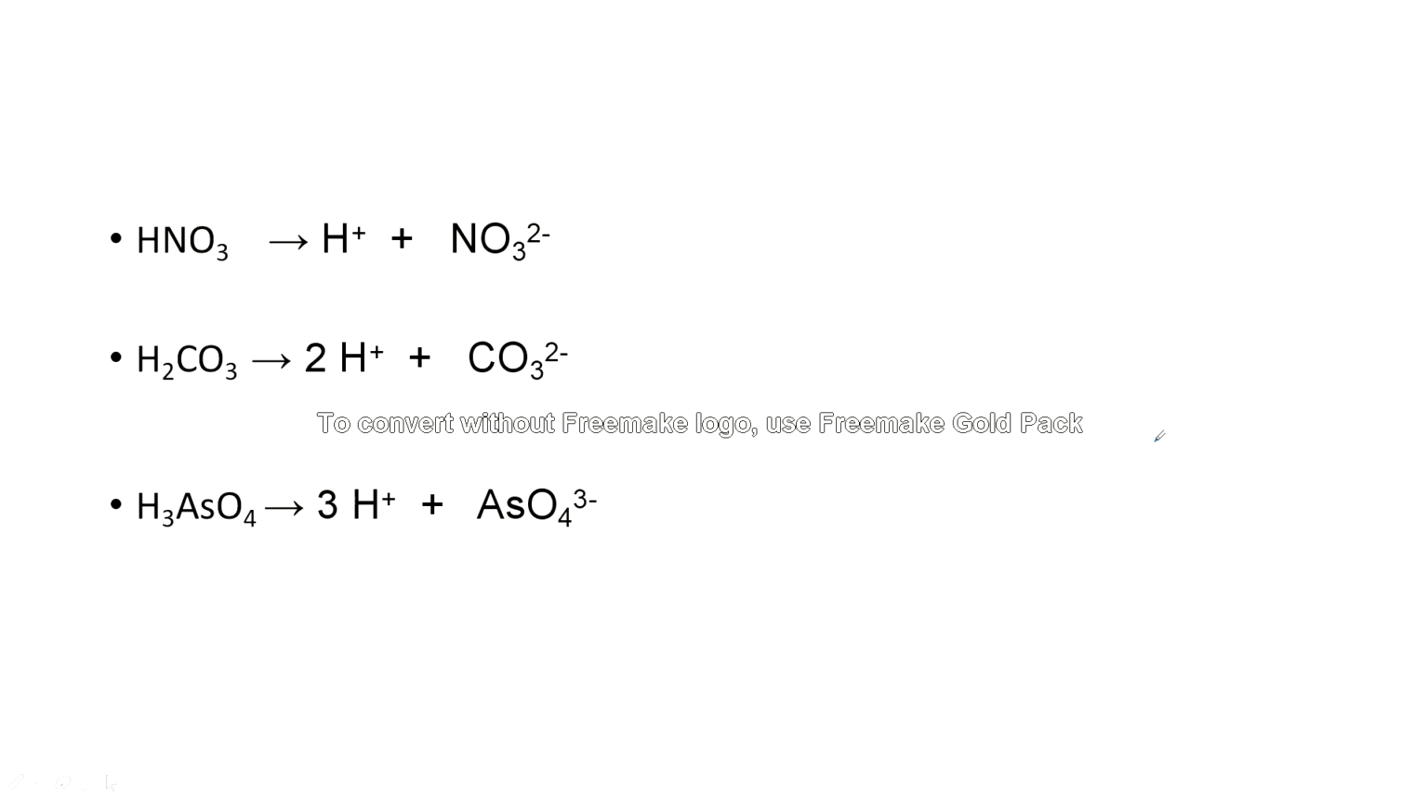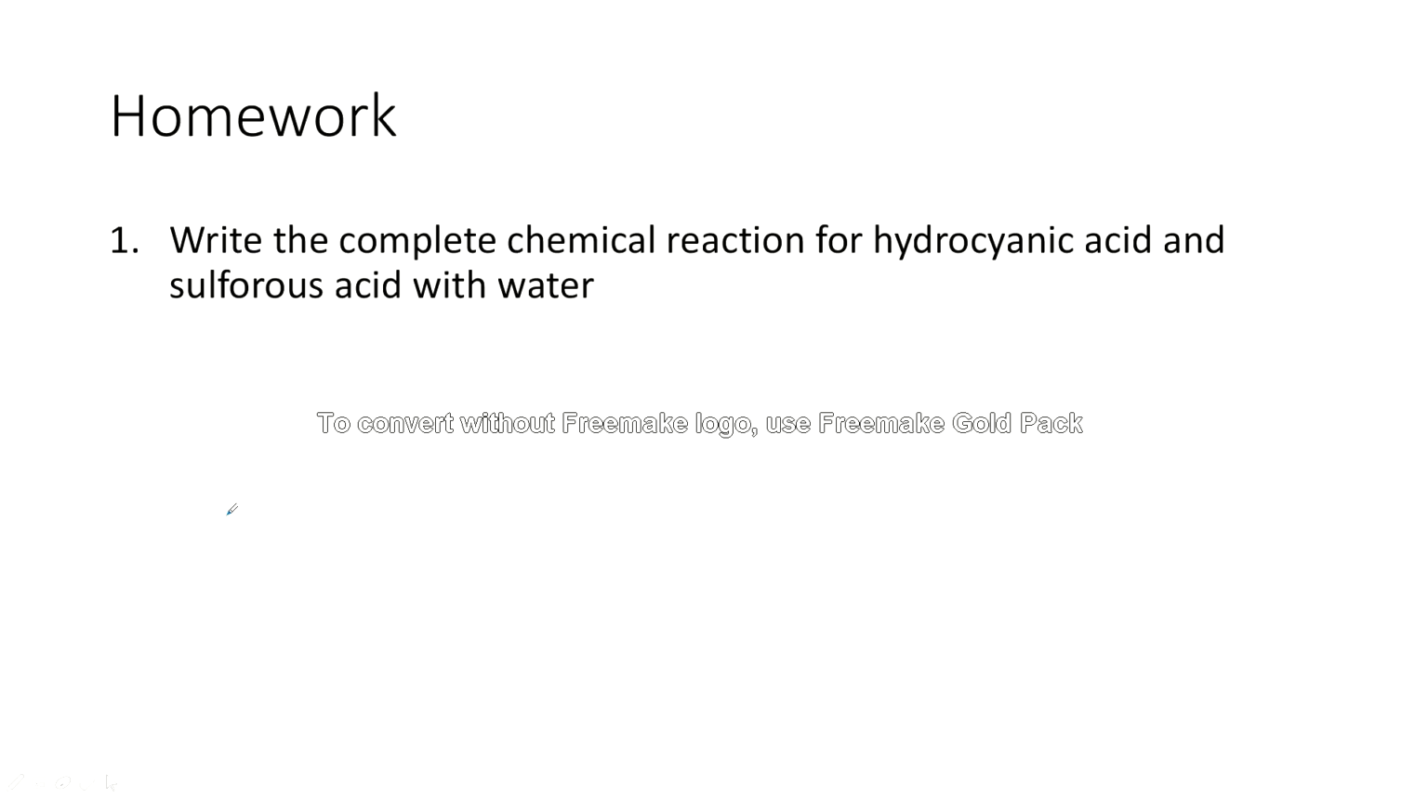That is the final answers. We have only one hydrogen ion being produced, 2 hydrogen ions being produced, and 3 hydrogen ions being produced. So nitric acid is monoprotic, carbonic acid is diprotic, and arsenic acid is triprotic acid. That is it for classification of acids.